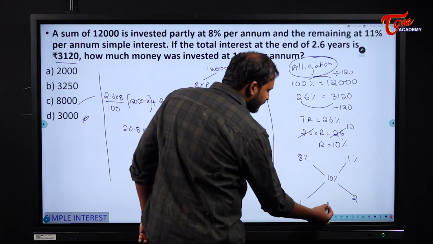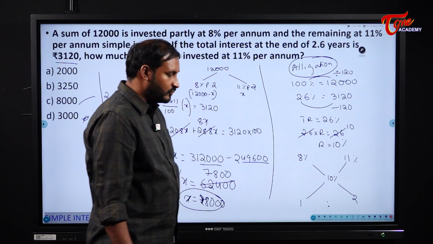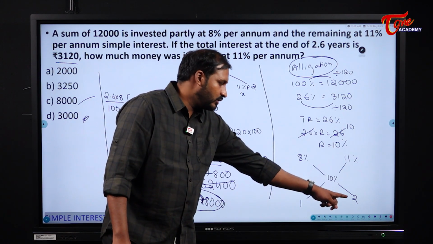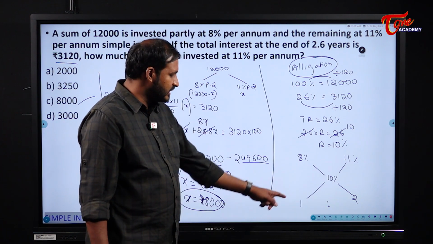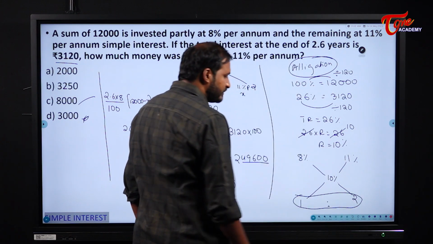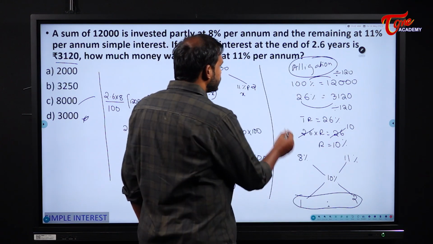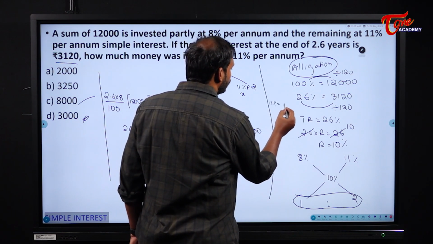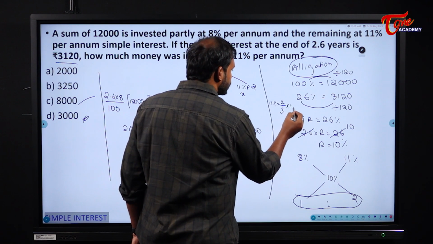That means the amount should be divided in what ratio? 1:2 ratio. So 11% is how many parts? 2 parts, and this one. So overall how many parts, students? 3 parts. So that means 11% is equal to 2 out of 3 into 12,000.